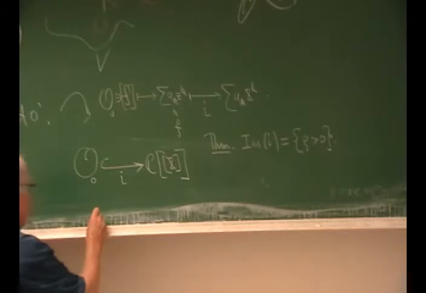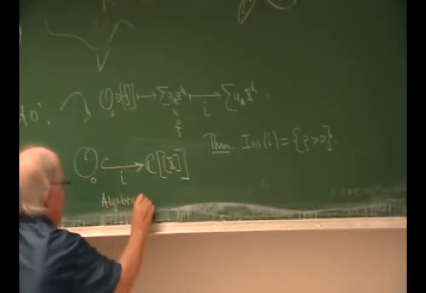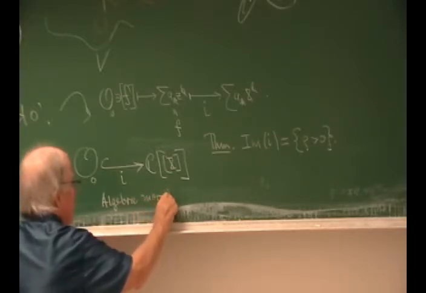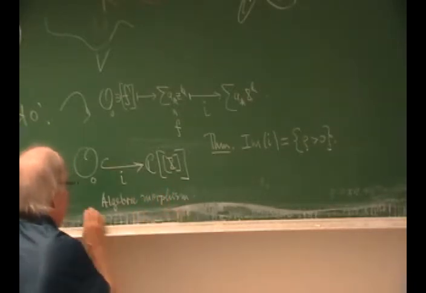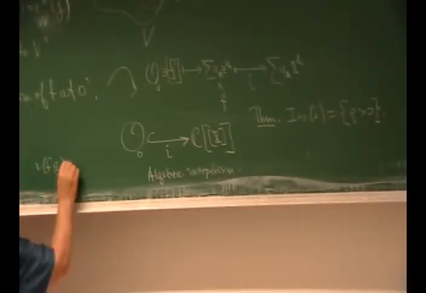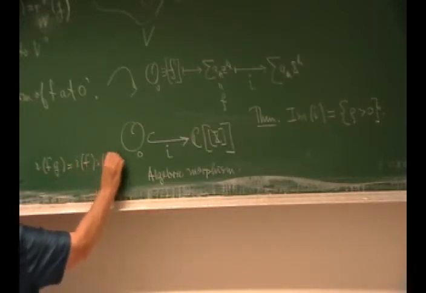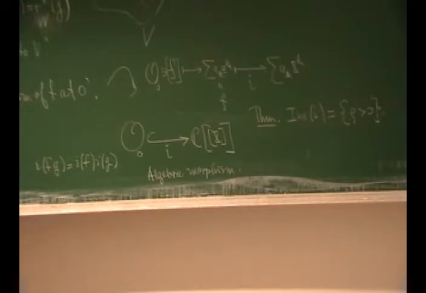And the fact is that this is an algebra morphism. So this means that iota of f g, the formal power series of the product of two holomorphic functions, is the product of the formal power series. You need to check that. That's the key fact. Now Nico's looking mystified by it. Yeah, it's okay. It's good.